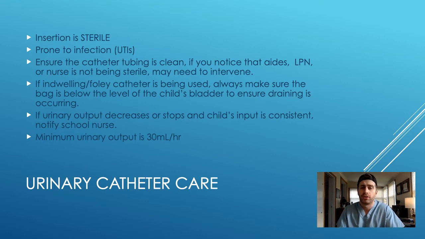If urinary output stops or decreases, it's important to make note of that, because there could be an obstruction or the child could be dehydrated. And then minimum urinary output is usually, for most adults or adult-sized people, 30 mLs per hour. It kind of varies a little bit depending on the size of the person.